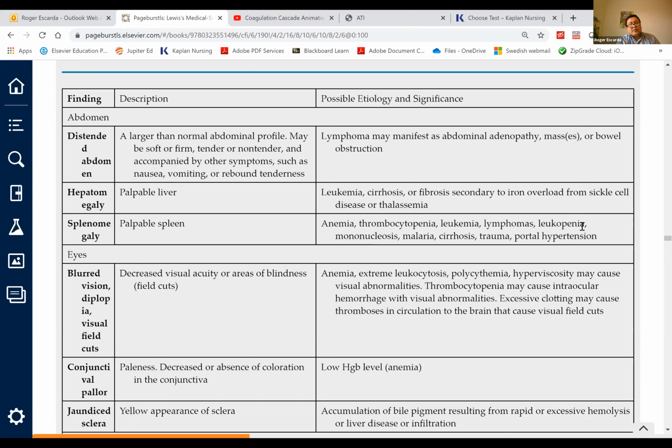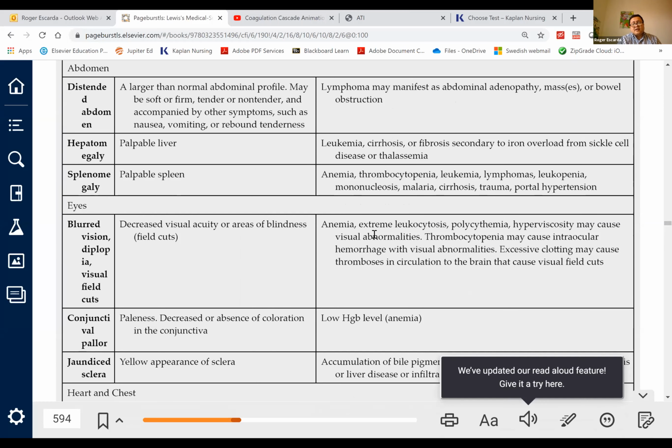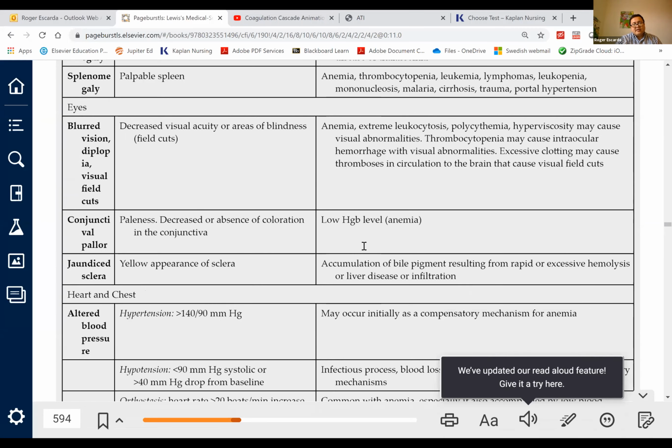And all people with anemia or thrombocytopenia tend to have an enlarged spleen for reasons we already discussed, because the spleen is responsible for recycling all these blood cells. So if we have increased destruction of these cells, for instance, they will all congregate inside the spleen, causing it to enlarge. So I'll let you read the rest.